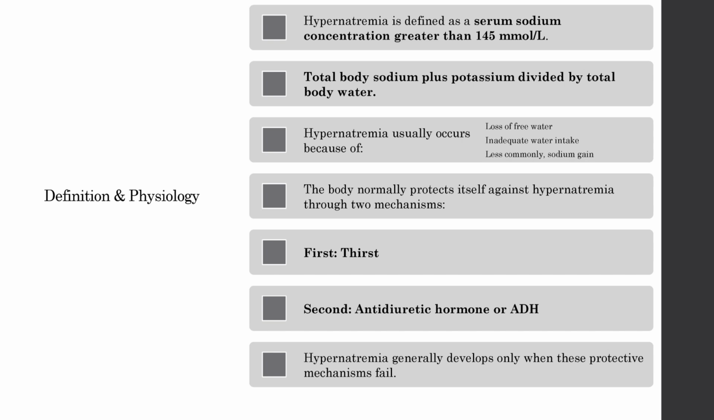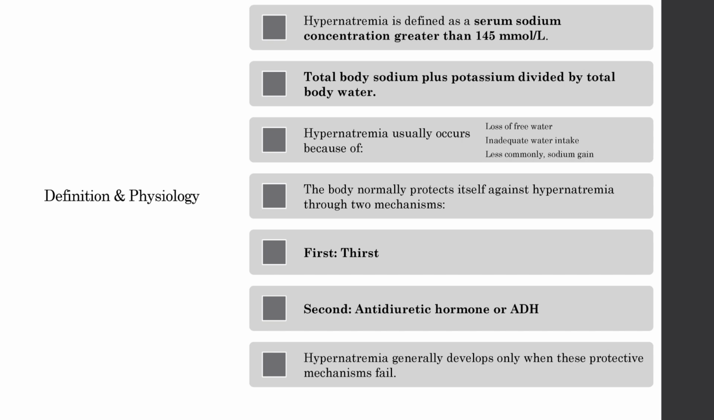Hypernatremia is defined as a serum sodium concentration greater than 145 millimoles per liter. Remember that serum sodium concentration is determined by the ratio of total body sodium plus potassium divided by total body water. Therefore, hypernatremia usually occurs because of loss of free water, inadequate water intake, or less commonly, by sodium gain.